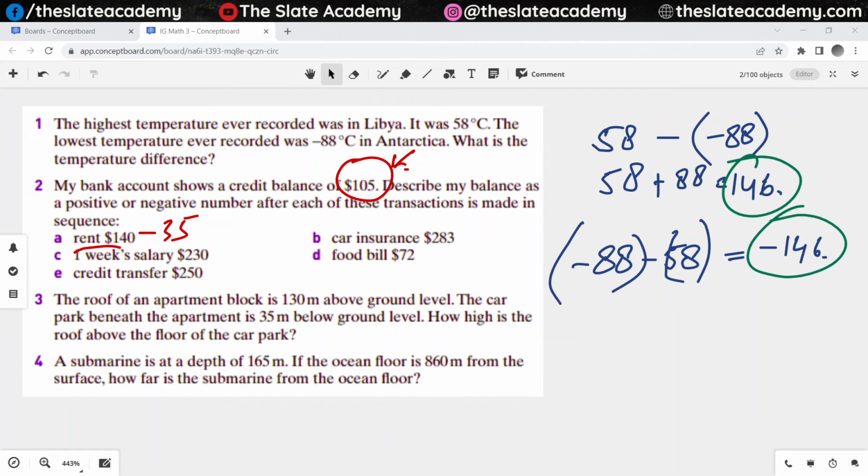Okay, Miss Noor, so right now my balance is negative 35. I pay a further insurance of 283. What would my bank balance become now? The rest of you who have solved this question, you can move on to question number 3 and 4.